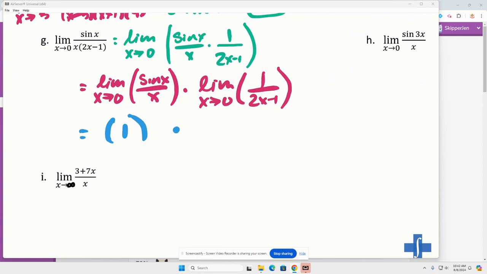All right, and then I can do direct substitution with this other limit. I can take that 0 and plug it in. I couldn't do that for sine of x over x because you get 0 over 0. That's why you need to have that memorized property. All right, so this is going to be 1 over 2 times 0 minus 1. So we end up with 1 times negative 1, or eventually just negative 1.